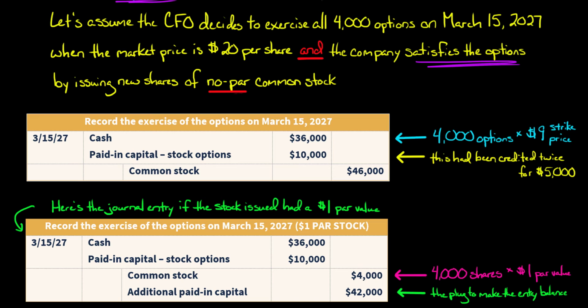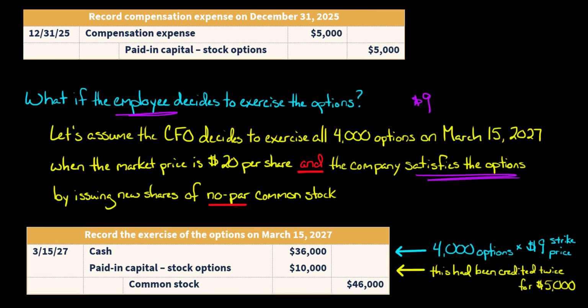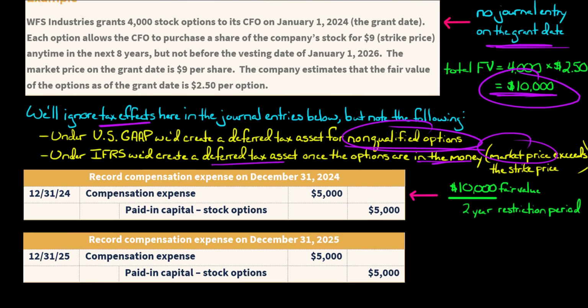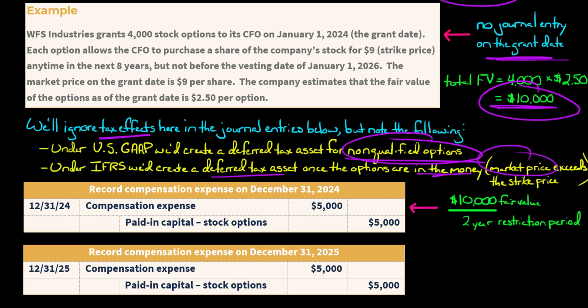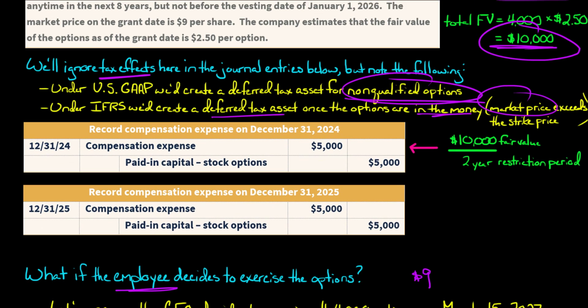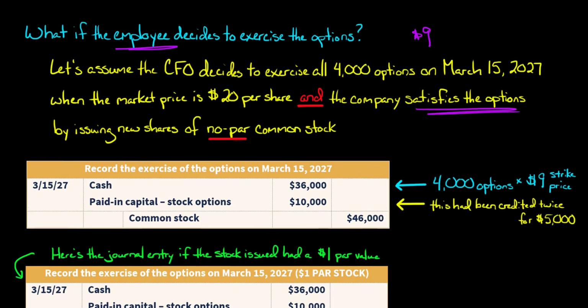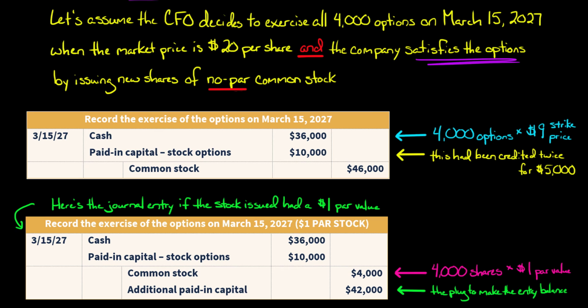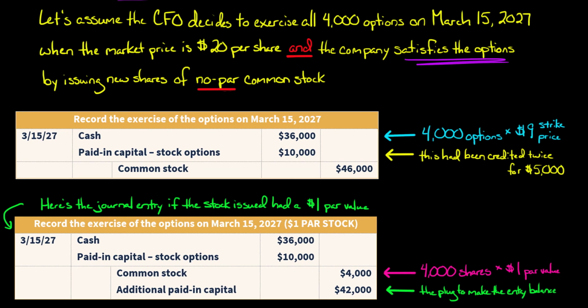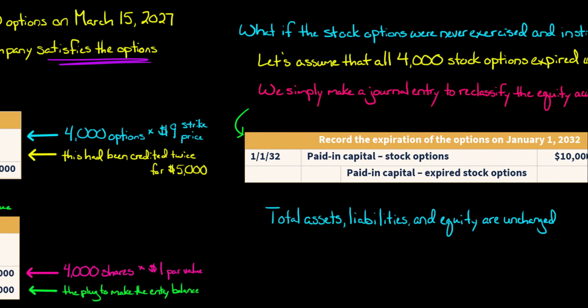Now, let's do another hypothetical. Let's assume that the options expire unused, that the CFO never exercises them, right? So if we go back to the original fact pattern, they had eight years. After 8 years, if they haven't been exercised by then, they don't get forever to exercise these options. So if after 8 years the options are not exercised, they expire unexercised, then what's the journal entry?